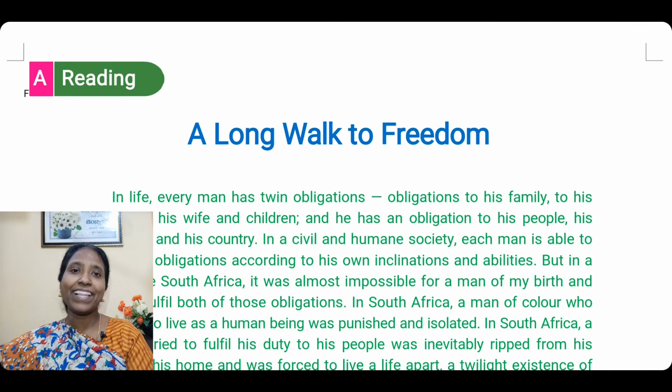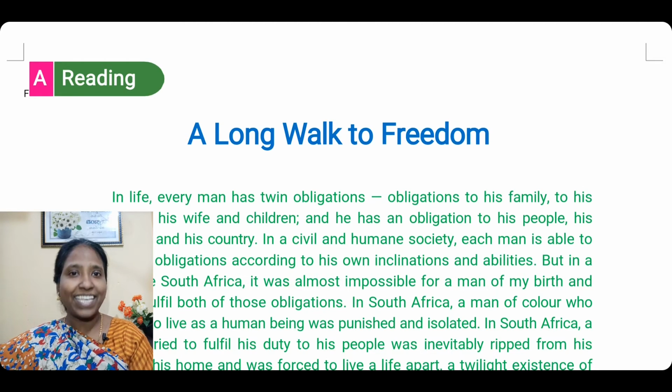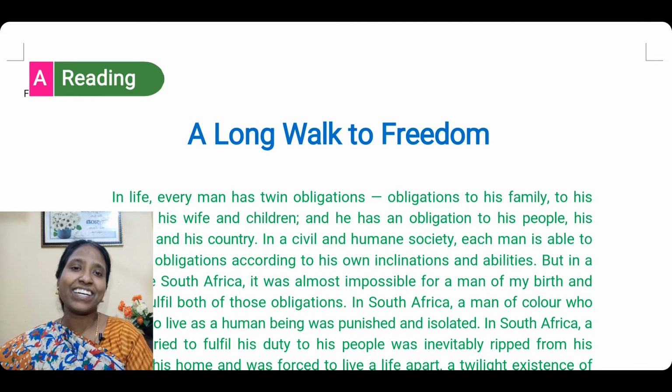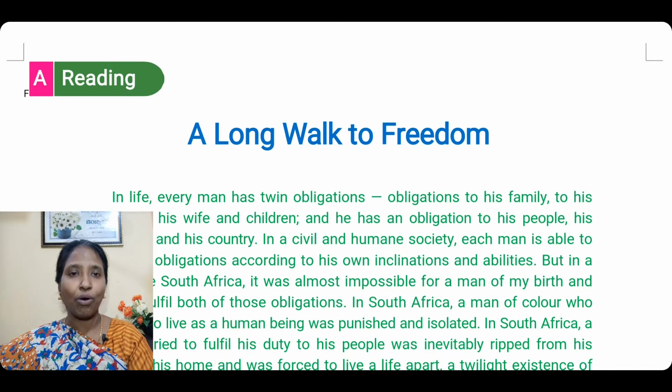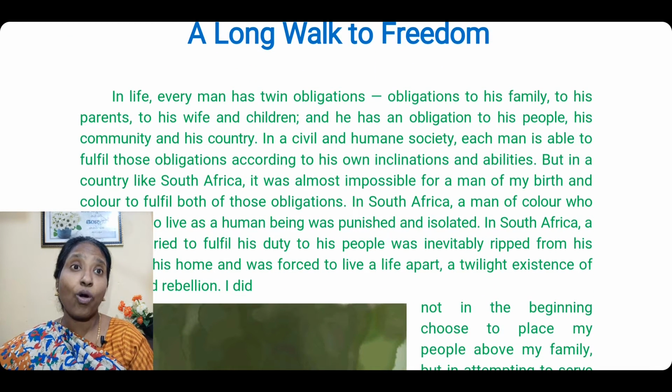You know pretty well the theme of this unit is freedom. In this lesson, we learn about a person. He is none other than Nelson Mandela, who fought for the freedom of South Africa. On to the summary now. A Long Walk to Freedom.